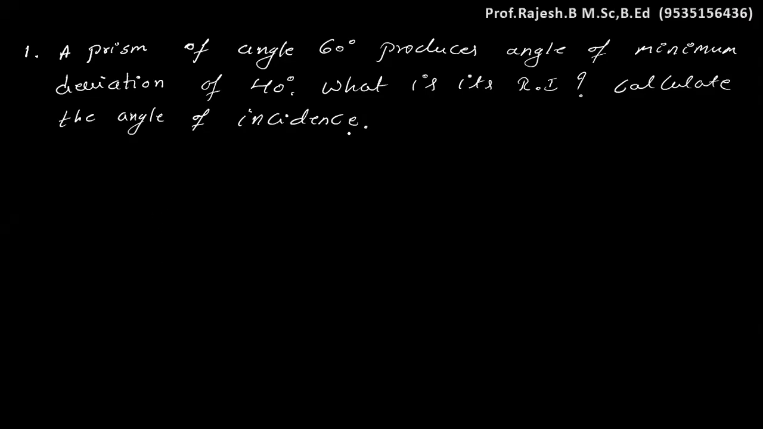A prism of angle 60 degree produces an angle of minimum deviation of 40 degree. What is its refractive index? Calculate the angle of incidence.